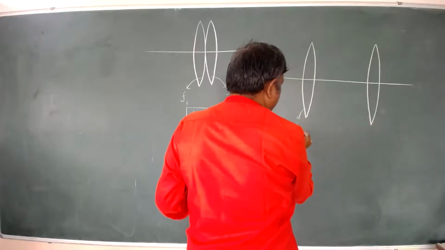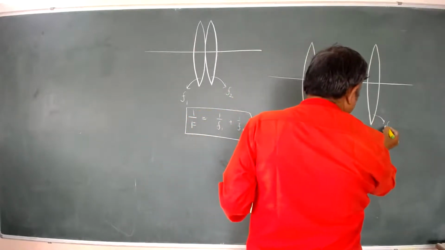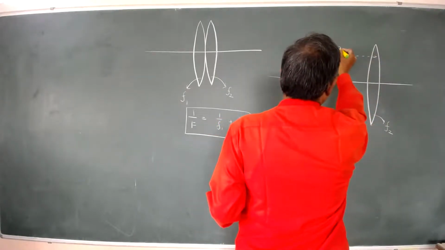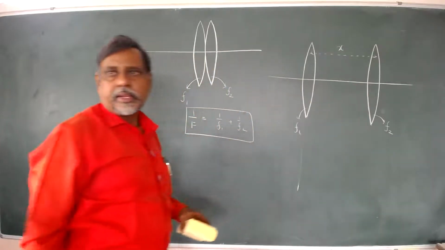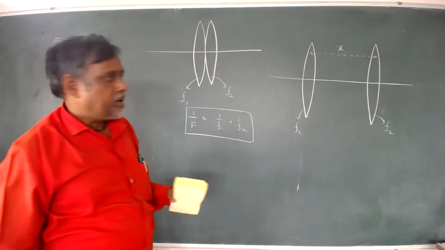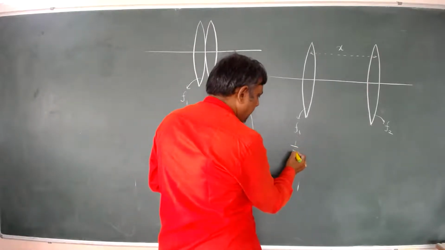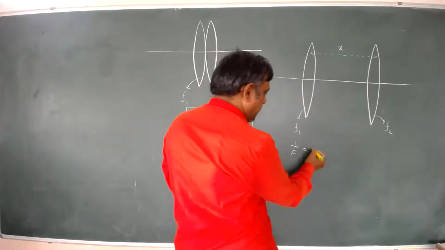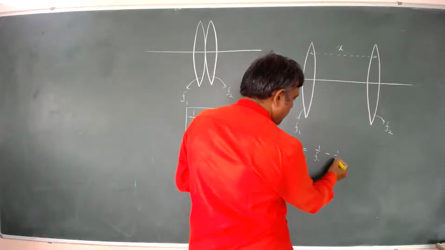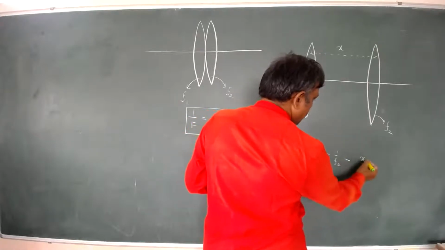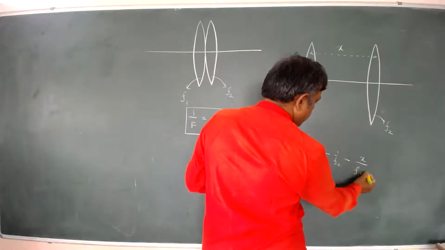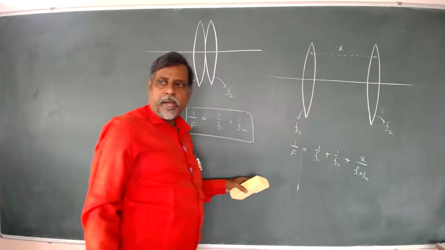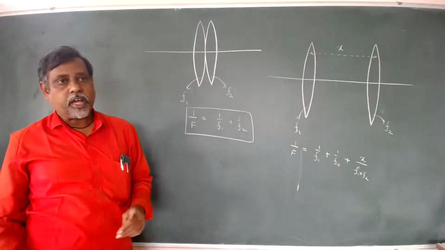Let this be the focal length of the first lens, and this the focal length of the second lens. There is some distance between the two lenses. Let that distance be x. Now the total, effective or combined focal length is written as 1 by f equals 1 by f1 plus 1 by f2 minus x by f1 f2. This is a combination of plus and plus. Minus comes with respect to sign convention.